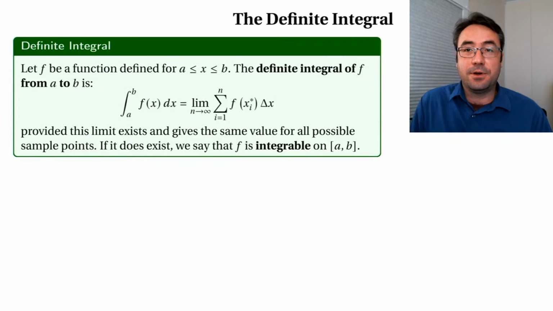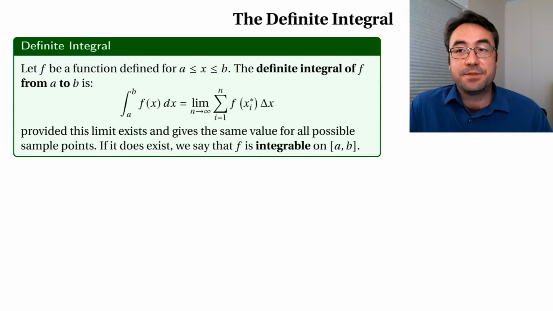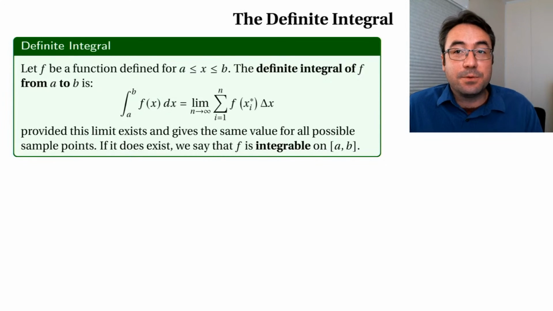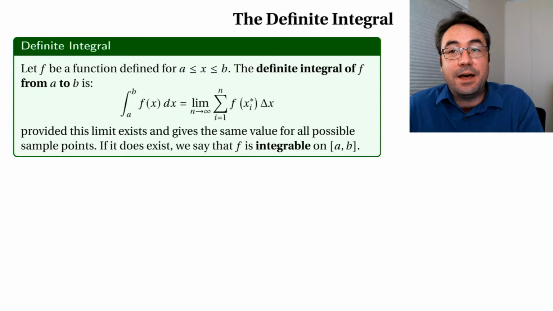So the definite integral of some function f from a to b is the limit as n goes to infinity of the summation from i equals 1 to n of f of xi times delta x.